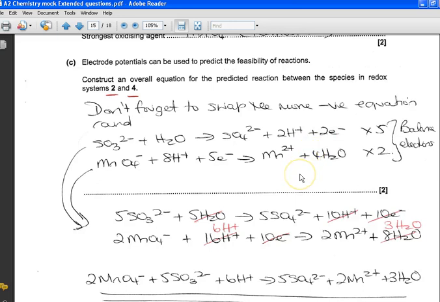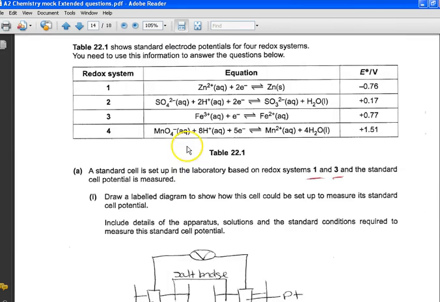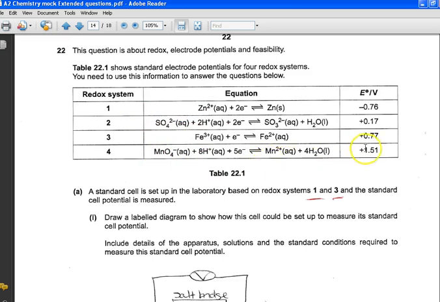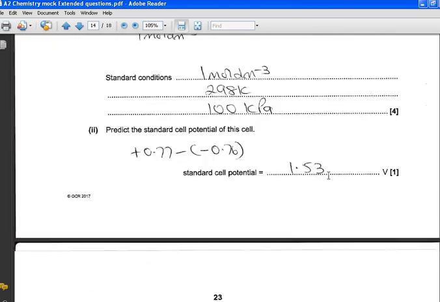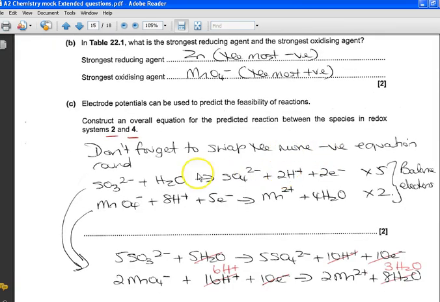And then the more difficult bit of the question, I suppose, is predicting the feasibility. This time you're looking at systems 2 and 4, and I think some of you didn't recognise that. You're asked to construct an overall equation for this predicted reaction. So you need to look at the two equations in the table, 2 and 4, and look at these values: which one is more positive, which one is more negative. Don't forget, the more negative equation you're going to swap around. You have to change it around.